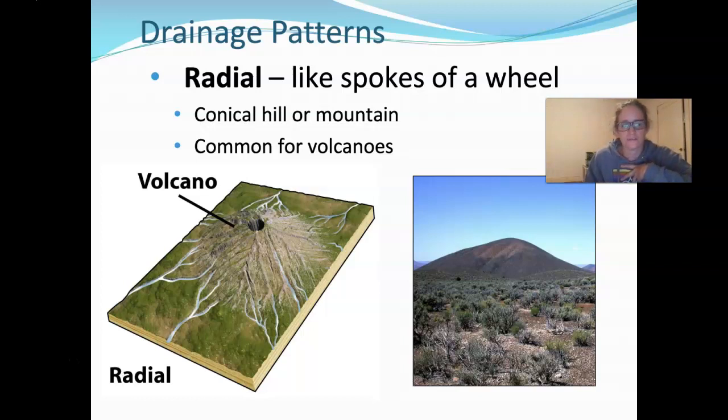Next is radial, and these are like spokes of a wheel. And here in this image is a volcano, and the small streams are going to come together into trunk streams and form a radiating pattern away from that center of the mountain. So it can be a volcano, or it can just be a conical shaped hill or a mountain. It doesn't necessarily have to be a volcano, it just has that shape.